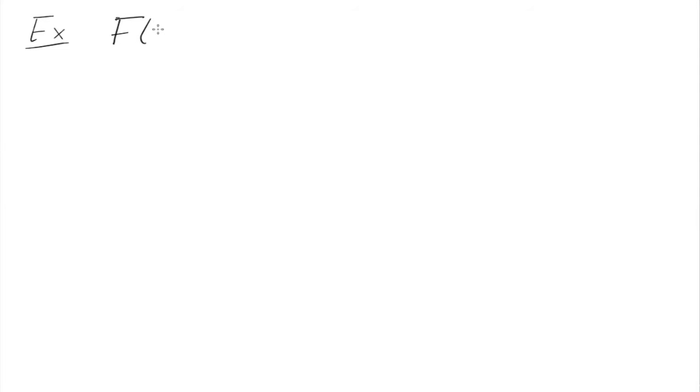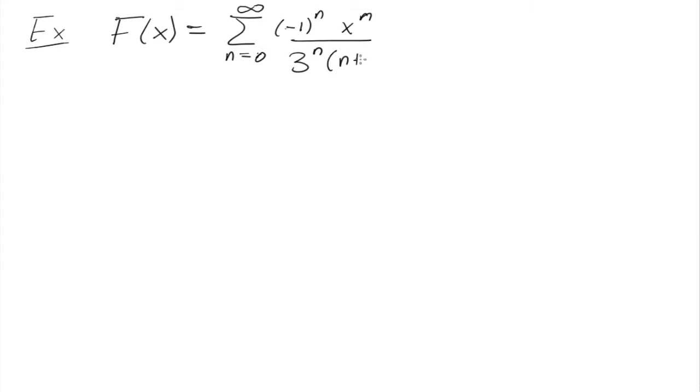Let's say f of x is the series n equals 0 to infinity, negative 1 to the n times x to the n over 3 to the n times n plus 1. Alright, so let's see what happens.